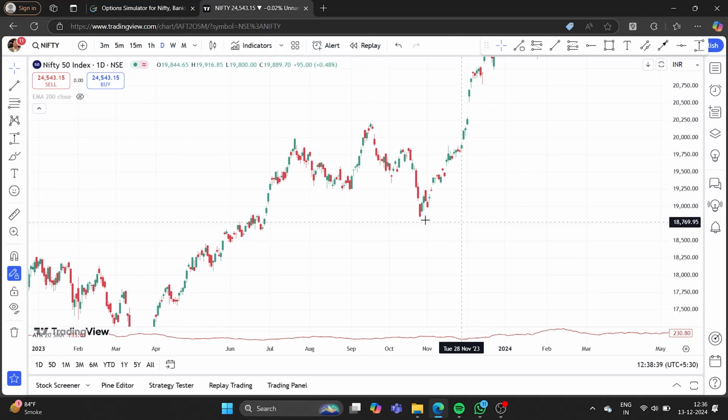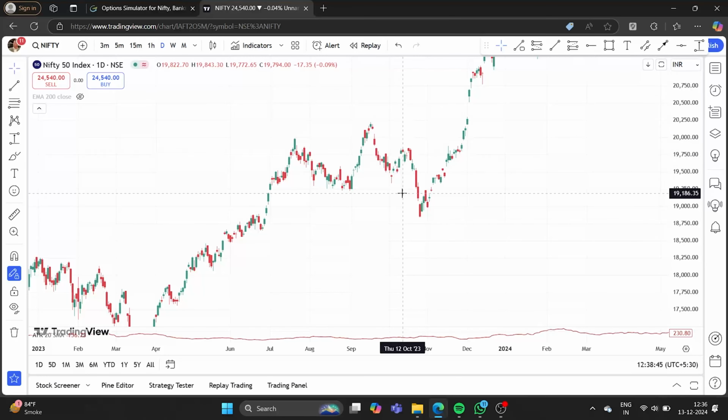Now here, after taking the trade on 6th of October, there is no upside movement after that, but the downside movement came to 19,175. You can see this in this candle, it came to around this range, which happens to be 25th October 2023.